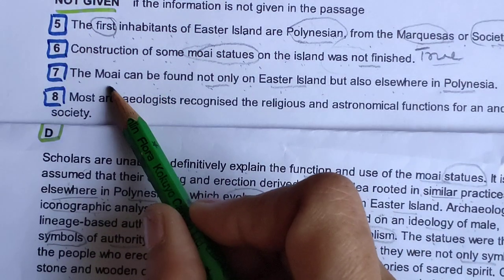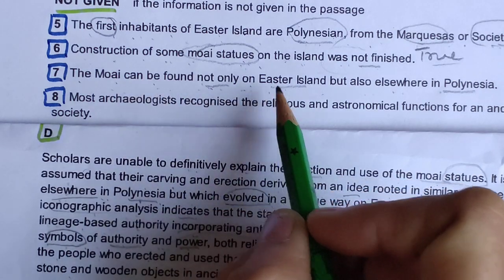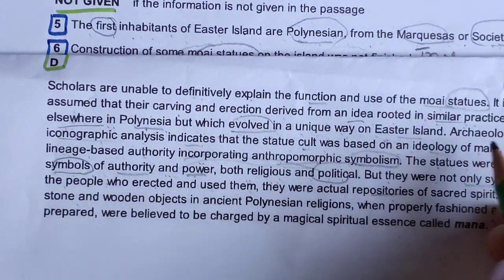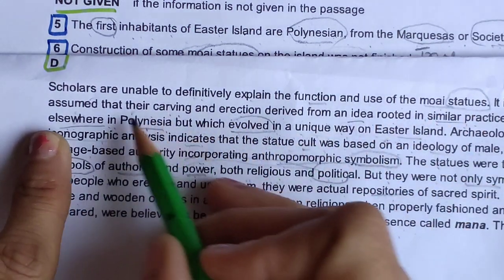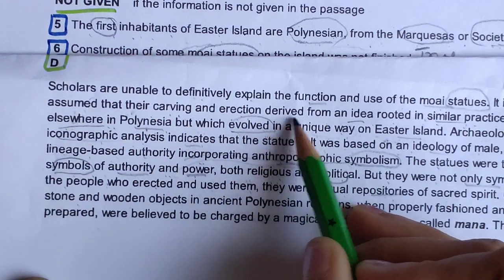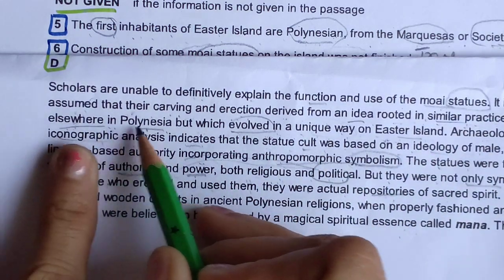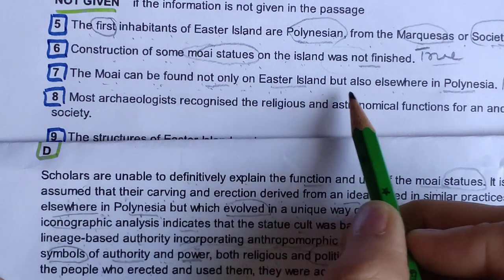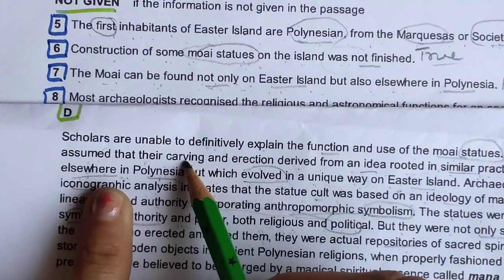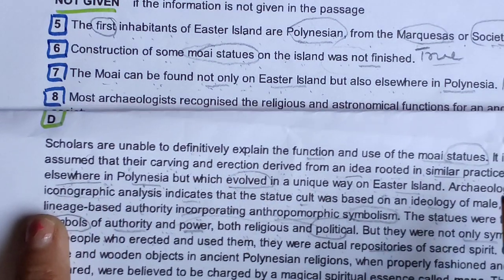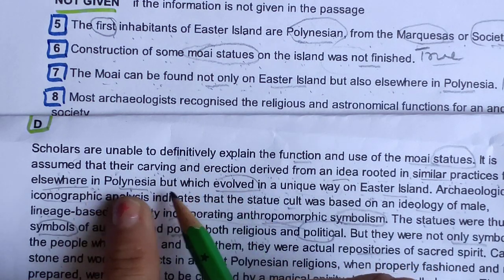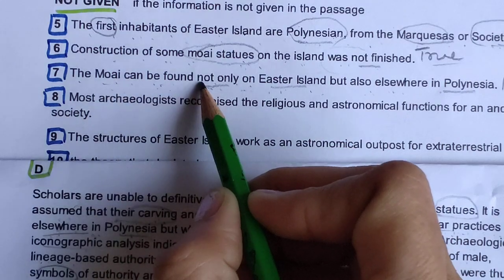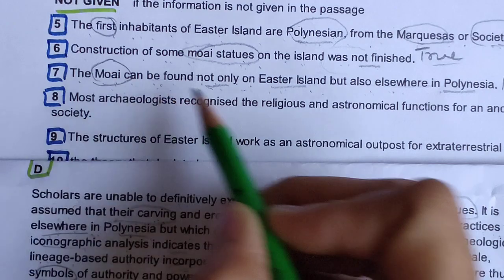So the same thing is not given. We can go for false. We can write it, can be found not only on Easter Island, but you can just match. Yes, it is assumed that their carving and erection derived from an idea rooted in similar practices found elsewhere. But here they are saying Moai can be found not only on Easter Island but also in Polynesia. They are talking about carving and erection derived from an idea rooted in similar practices but which evolved. So they are talking about practices and ideas which evolved in a unique way, not the Moai statues. They are talking about carving. So it means it cannot be said Moai can be found. Everything is given, but only this is not given. So it means false is there.